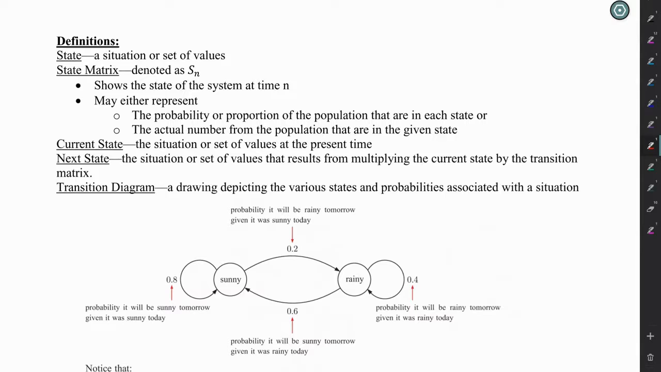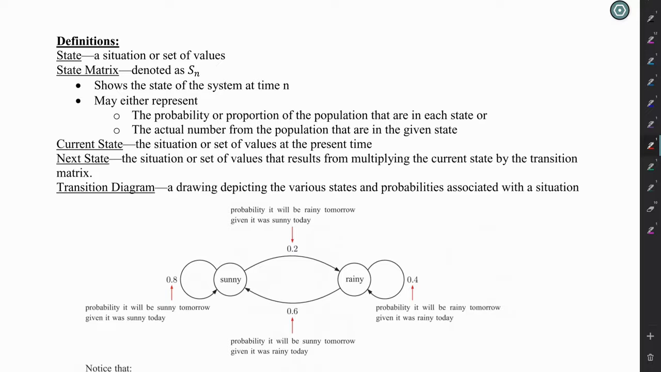In this lesson, there are a number of definitions that we must first understand before we can move on and do examples. The first thing we need to understand is a state. A state is simply a situation or a set of values. Some of the examples we saw or are going to see are about market share. So the state would be what percentage of the market one store has over another store.